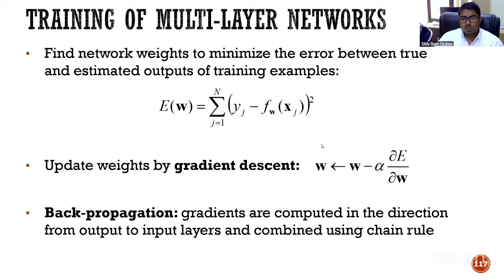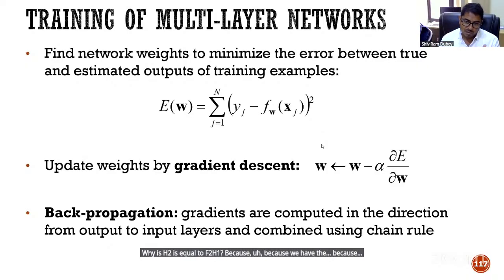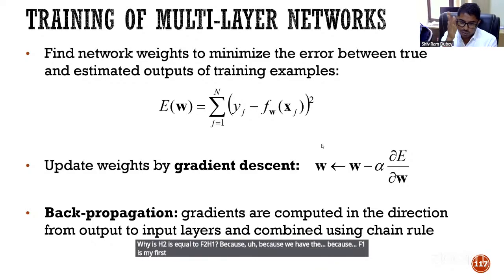Why is H2 equal to F2 of H1? Because F1 is my first hidden layer, F2 is my second hidden layer. So the output of the first hidden layer will become the input for the second hidden layer, and the output of the first hidden layer is H1. That will become the input for the second hidden layer. So F2 will take H1 as the input, and it will produce H2 as the output.